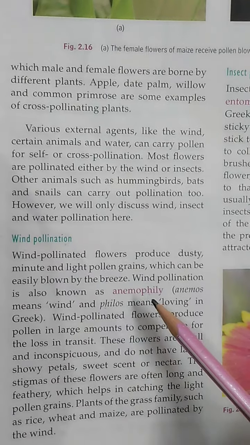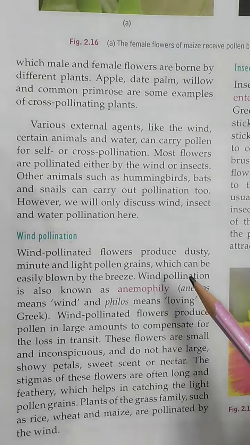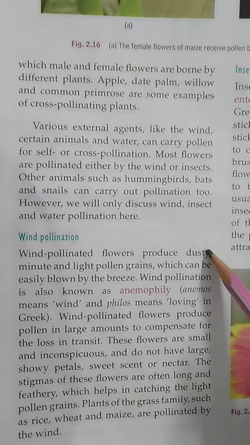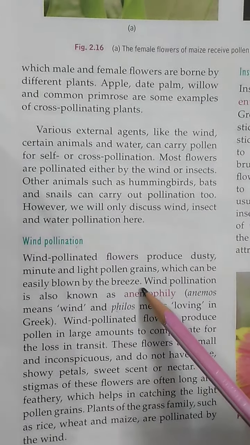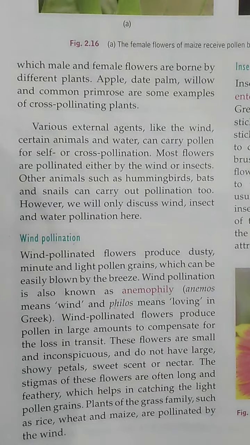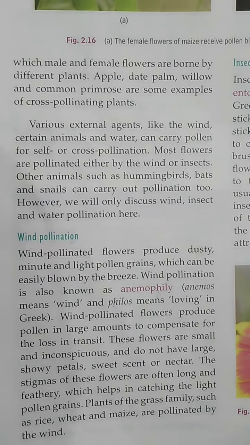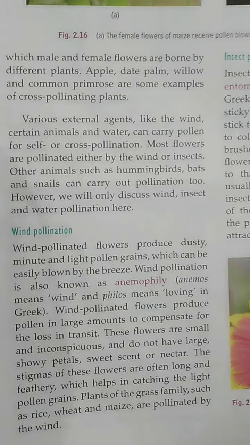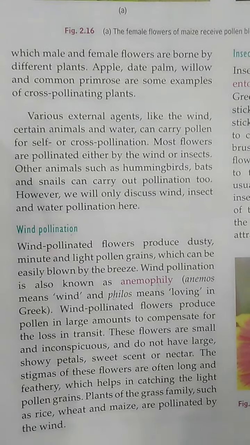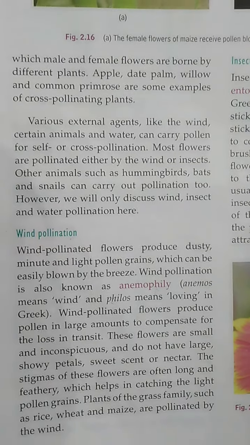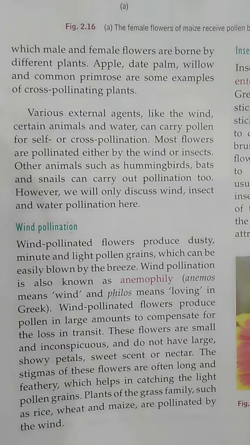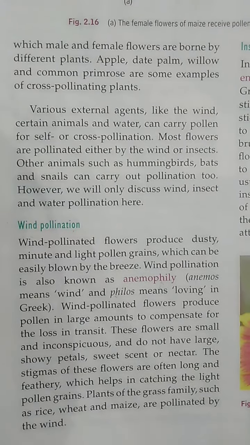In these wind pollinated flowers, the pollen grains should be very light and dusty, so that they can be easily blown by the breeze with the help of wind. And wind pollinated flowers should produce pollen in large amounts, because when the wind carries the pollen grains along with it, a large number of pollen grains will be exhausted or damaged on the way. So these flowers produce a large number of pollen grains, so that at least some of them will reach the stigma of the flowers.